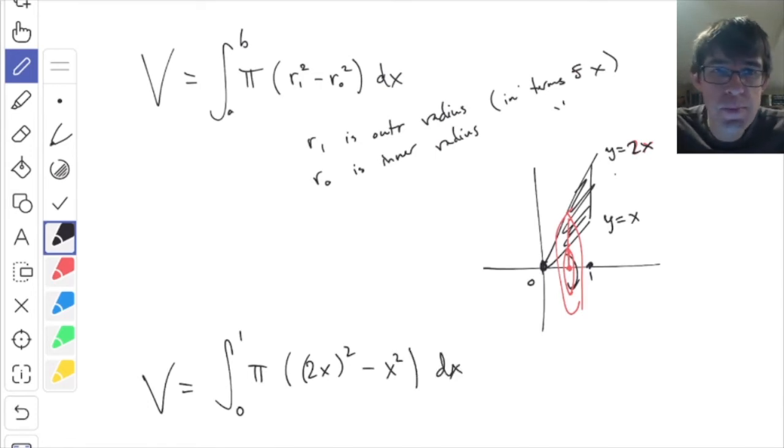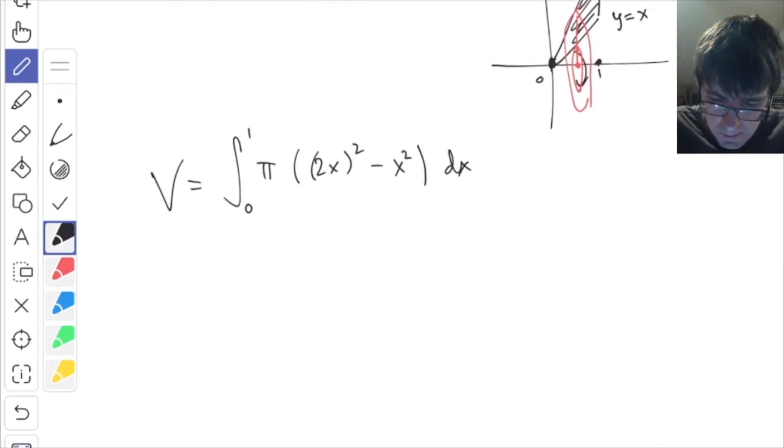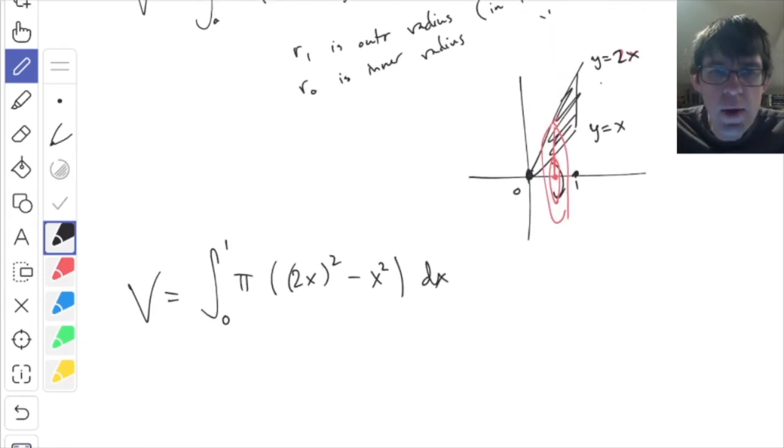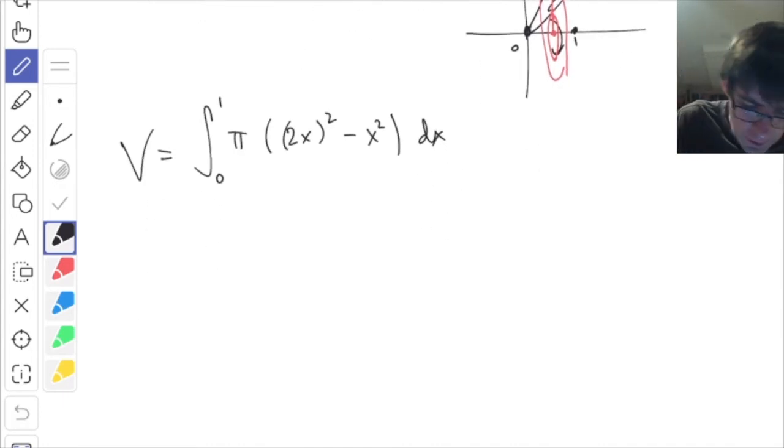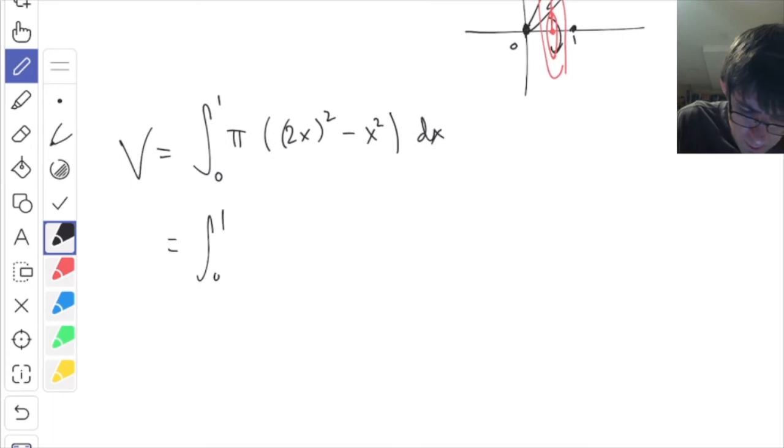This is the setup, and now we just do the integral. Usually the setup is the hard part, and then you just have to do some fairly straightforward integral. Everybody clear on how I decided what the two radii are? I hope that made sense. The outer radius is all the way up to the top function. The inner radius is just up to the lower one. Let's see if we can do the integral then. So this should be straightforward.